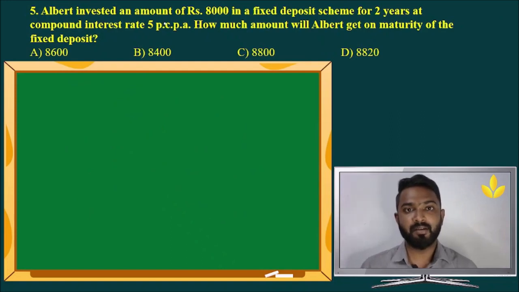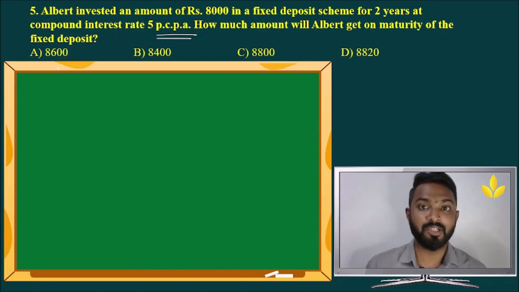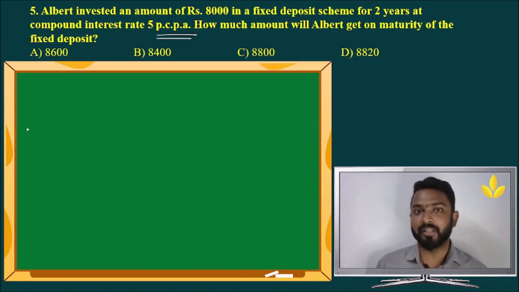Albert invested an amount of 8,000 in a fixed deposit scheme for 2 years and compounded at the interest rate of 5 PCPA. A lot of people get confused about this term. This simply means percentage compounded per annum. Simply put, percent per annum. That's all. How much amount will Albert get on maturity of the fixed deposit amount? Final amount, that is including the interest.